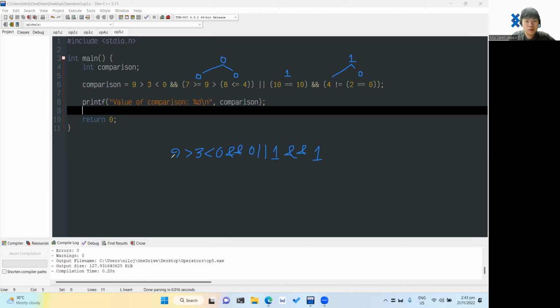Okay. Since we still have relational symbols here, we have to solve them first before we do the and or statements. So since the relational symbols here are in equal precedence, we have to solve them from left to right. So is 9 greater than 3? That is 1. That is true. And then 0, 1, and 1. So is 1 less than 0? The answer is false, so that is a 0. So we just have to put and 0.